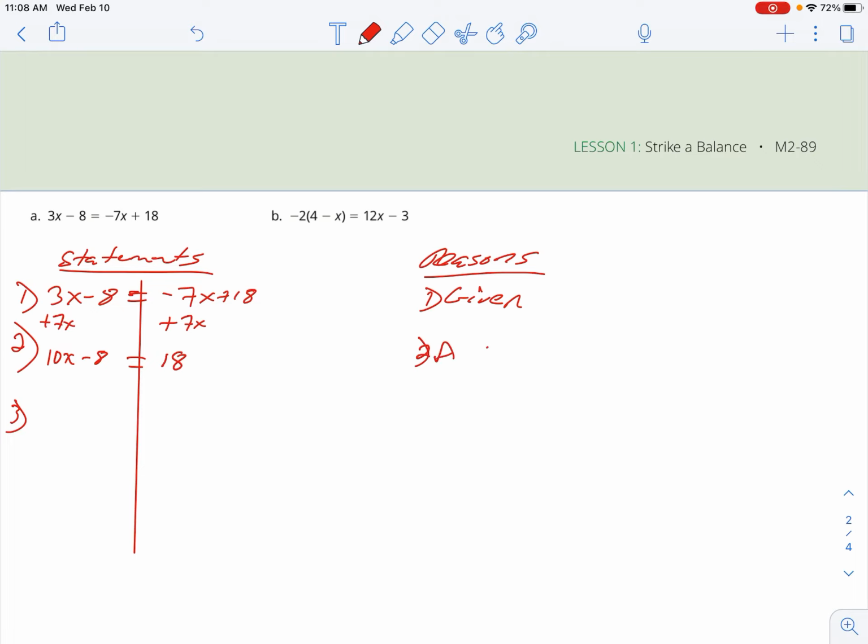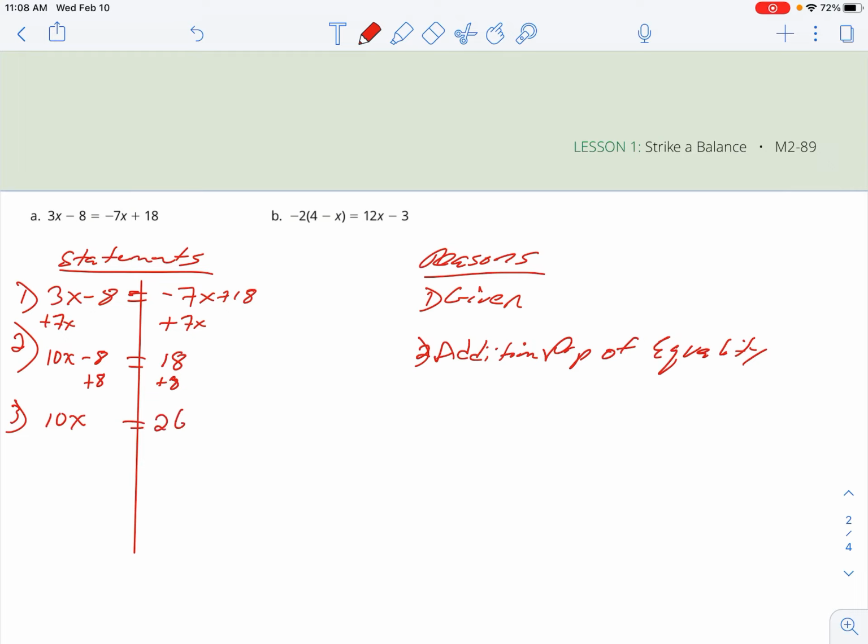And that is my addition property of equality. Now 10 times x minus 8, I always like to move the addition or subtraction next. So in this case, the subtraction, and I do that by adding 8 to both sides.